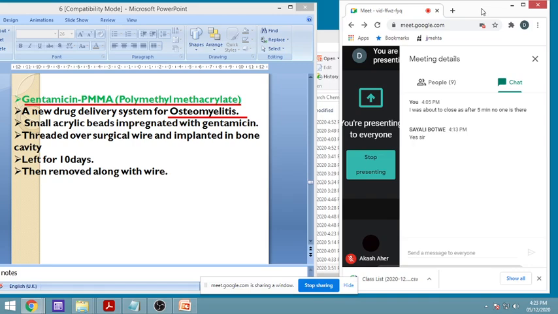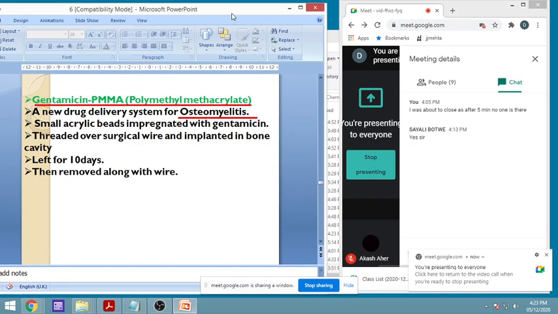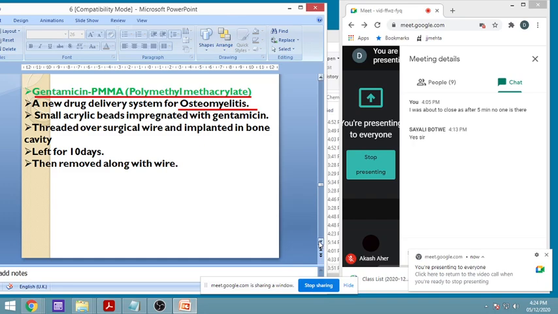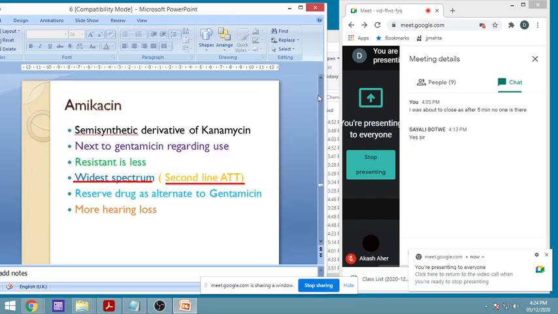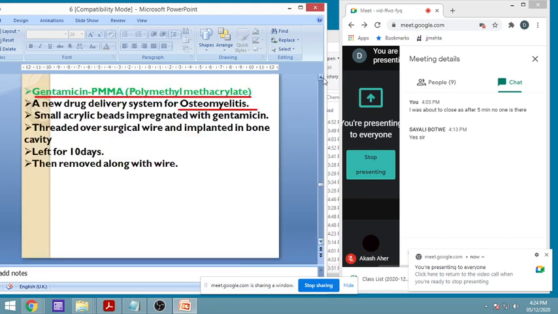So this is polymethyl methacrylate. These are acrylic beads impregnated with gentamicin. They are threaded over surgical wire and implanted in the bone cavity, and kept there for 10 days and then removed along with the wire. So the beads remain there and slowly release gentamicin, particularly in bone infections. Then next is amikacin.